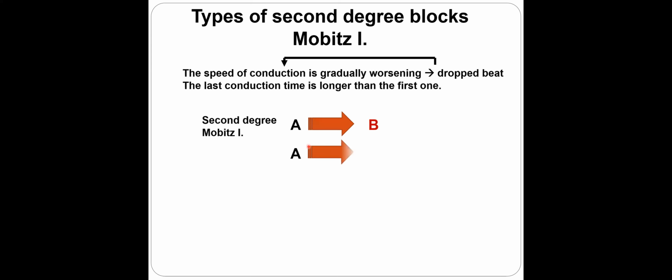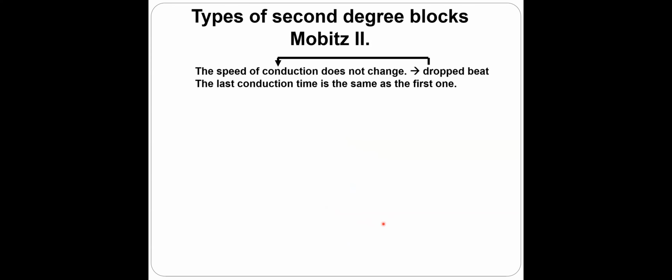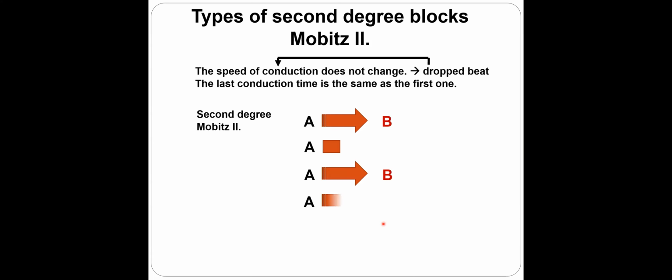As you see here, the conduction is slowing down gradually, and after that we have no conduction, and the first conducted beat after the unconducted one starts from the beginning, so that velocity is the same as at the beginning, so it's faster than the previous one. That's an important one. Now, another thing, the Mobitz type 2, of course, is worse.